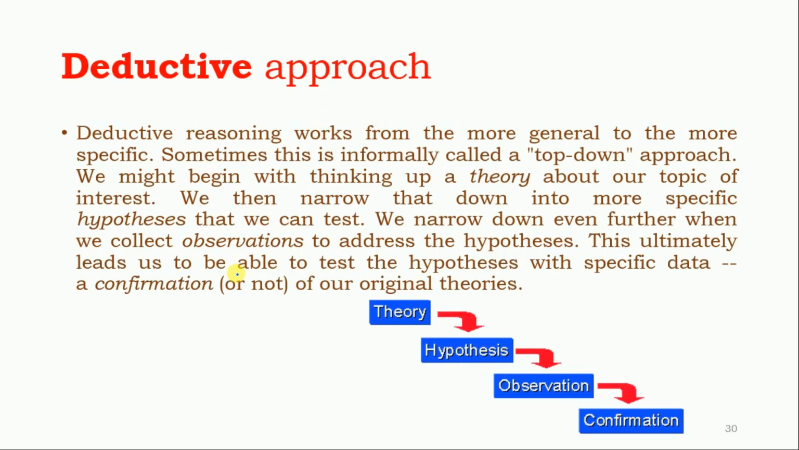Now, what is the deductive approach? In the deductive approach, first there is a theory. From theory it goes to hypothesis, from hypothesis to observation, and then confirmation. So first of all, we take the base of theory, and on the basis of this theory we put forward a hypothesis. Whether this hypothesis is correct or not, for that purpose I take an observation, and after making the observation we confirm that this particular hypothesis is correct. This is what is called the deductive approach.